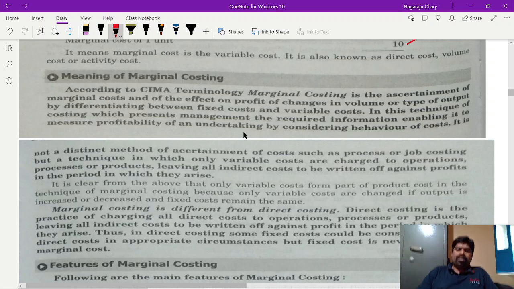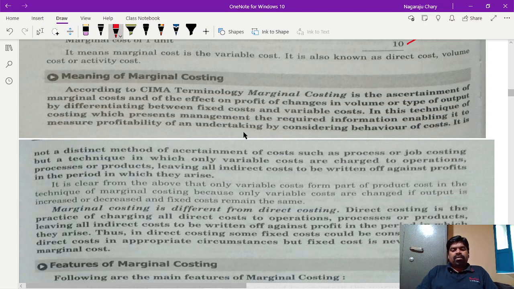So it is a process. Let us see, according to the Chartered Institute of Management Accountants terminology, marginal costing is the ascertainment of marginal cost and of the effect on profit of changes in volume or type of output by differentiating between fixed cost and variable cost. In this technique of costing, which represents management with the required information, enabling it to measure profitability of an undertaking by considering behavior of cost.